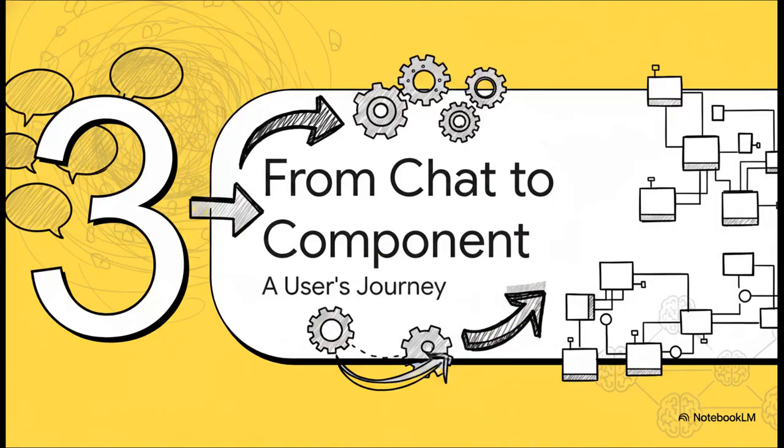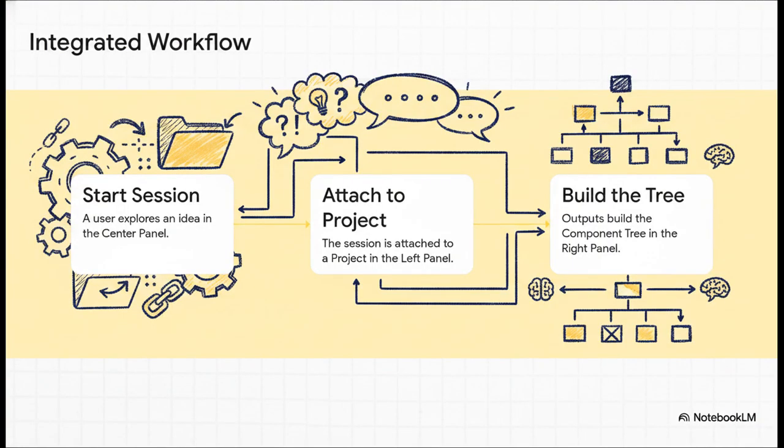Okay, so let's put it all together. Let's walk through how a user would actually use these 3 panels to take an idea from just a spark to a full-blown plan. The flow is actually super smooth. So imagine you have a new idea. You'd probably start a session right there in the center panel, just to riff on it. As that idea gets a little more solid, you can link it to a specific project over on the left panel to keep things organized. And then the really cool part is you take the key takeaways, the decisions you made, the requirements you defined, and use those to build out your architecture tree on the right. And it's all happening right there, in one place.